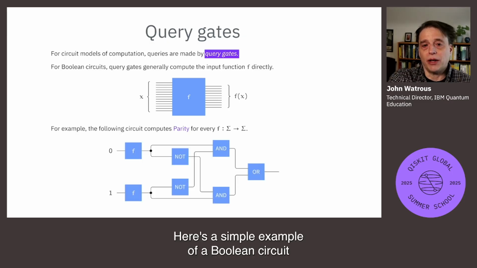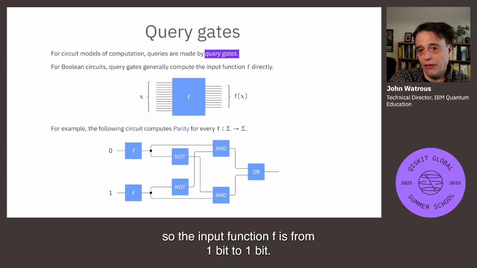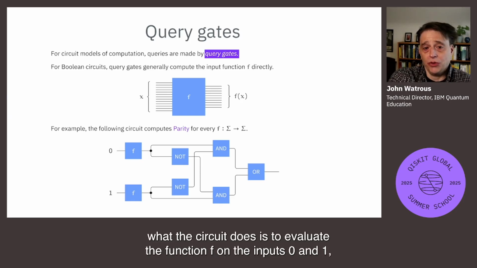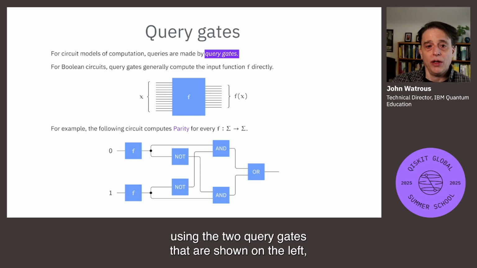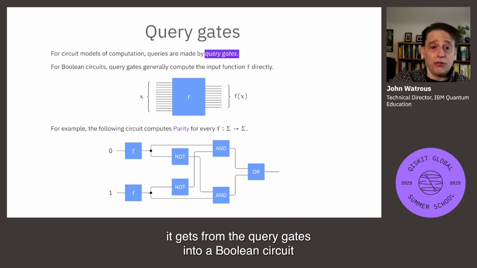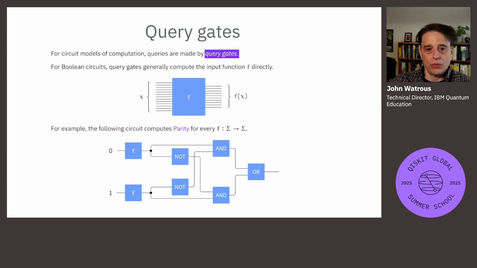Here's a simple example of a Boolean circuit that solves the parity problem when n is equal to 1. So the input function f is from 1 bit to 1 bit in this case. What the circuit does is to evaluate the function f on the inputs 0 and 1 using the two query gates that are shown on the left, and then it plugs the two output values it gets from the query gates into a Boolean circuit that computes the exclusive OR, which is the same thing as the parity.